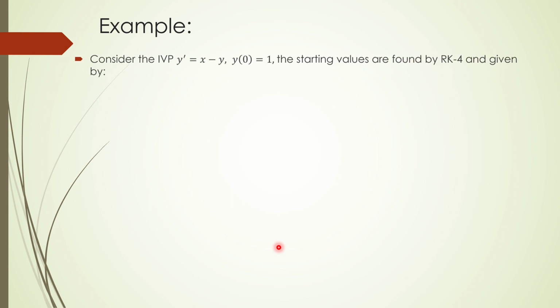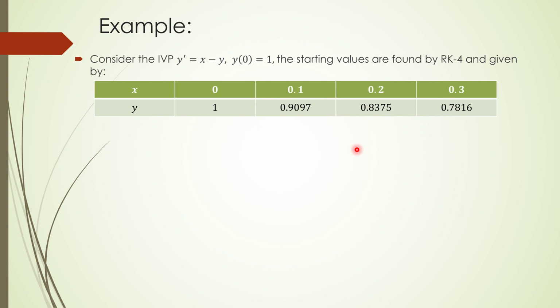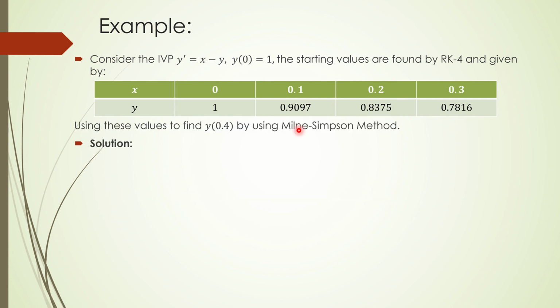y' is equal to x minus y with the initial condition y(0) = 1. The starting values are basically obtained by using the RK4 method, and they are given. Obviously for x equal to 0 it is 1, that's the initial condition. When we have x equal to 0.1, we have 0.9097, this is 0.8375, and this is 0.7816, right?